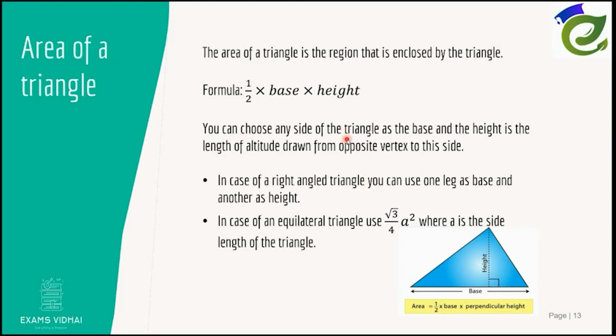That's what is said over here. You can choose any side of the triangle as base, and it will have a corresponding different height. In case of a right angle triangle, this angle will already be 90 degrees. So you have one base and one height, or reverse, one base and one height. You will get the area as half into perpendicular into base in case of a right angle triangle. In case of an equilateral triangle, the area will be root 3 by 4 a square, where a is the length of the side. All three sides are equal, so you can take any one as a.